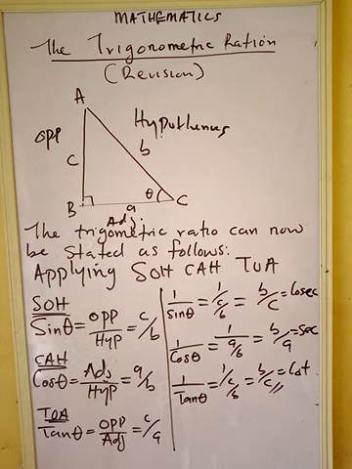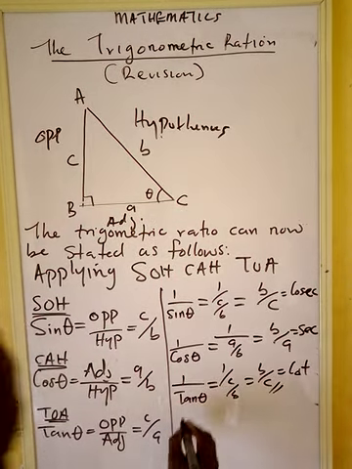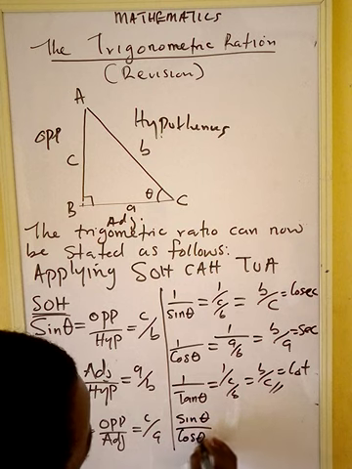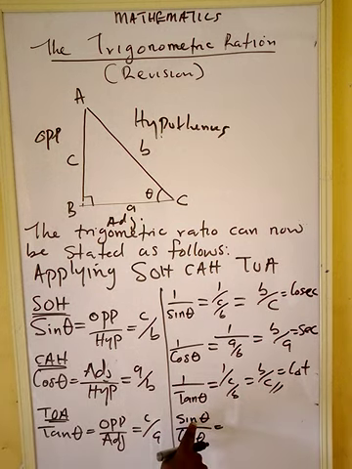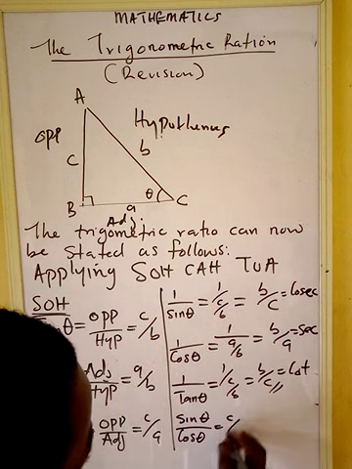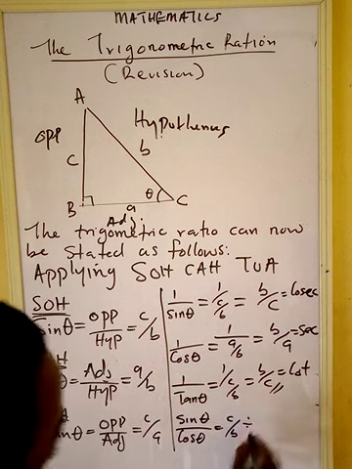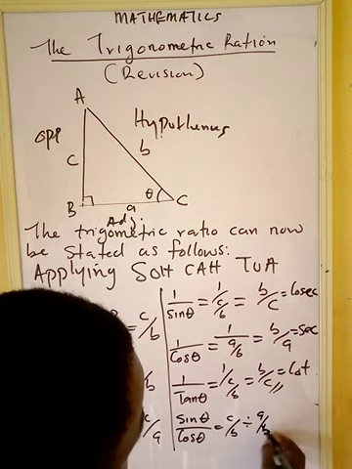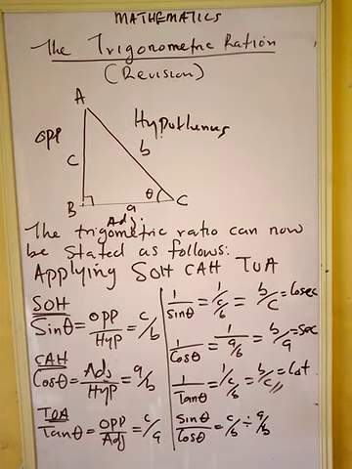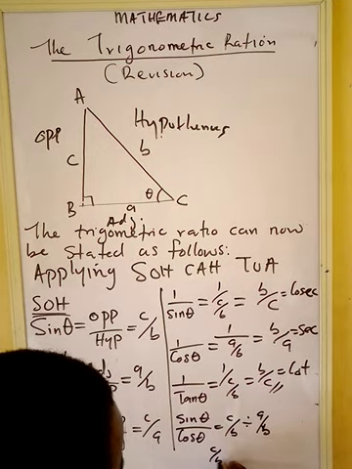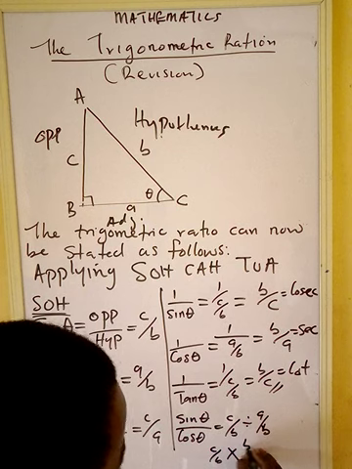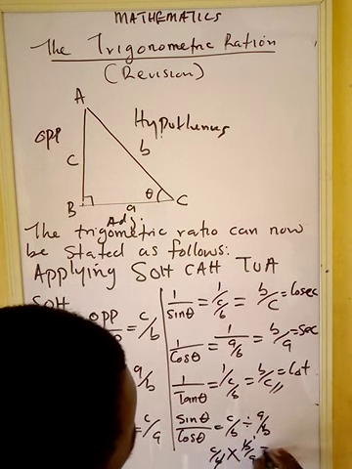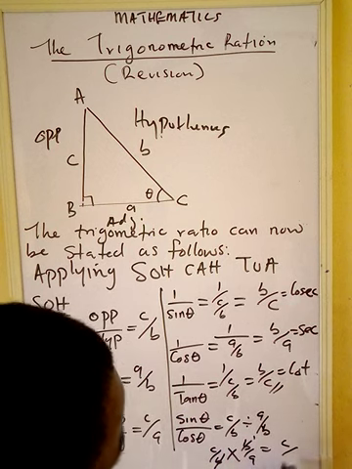What will it give us? Sin theta divided by cos theta. So let's see, sin theta divided by cos theta. Our sin theta is c over b, divided by cos theta, which is a over b. So c over b times b over a. The b's cancel, and we have c over a.